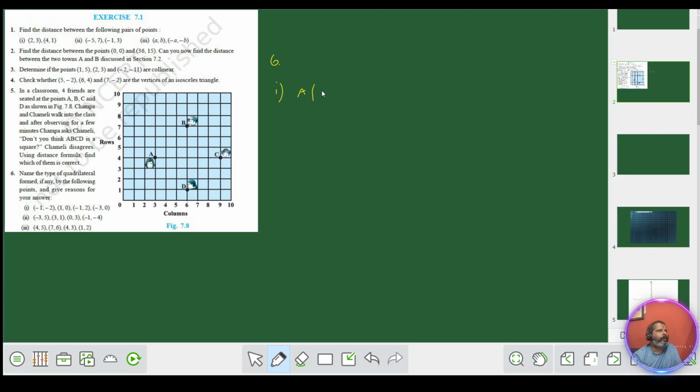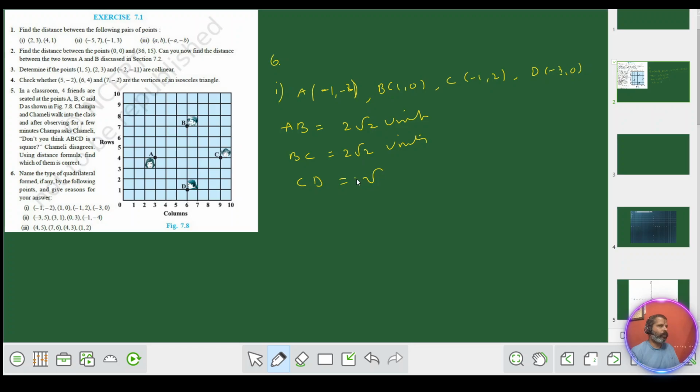A is minus 1, minus 2. B is 1 comma 0. C is minus 1 comma 2. D is minus 3 comma 0. Applying the distance formula, AB you will get 2 root 2 units. BC, how much will you get? The same, 2 root 2 units. CD is 2 root 2 units, and DA is also 2 root 2 units.